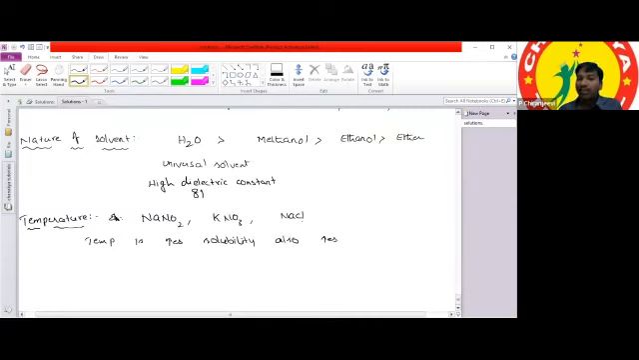So some salts are partially soluble at low temperature, and if the temperature increases, their solubility also increases. For that, I will give one of the best examples. I would like to ask one question here. All of you, do you know how to prepare jalebi and gulab jamun?